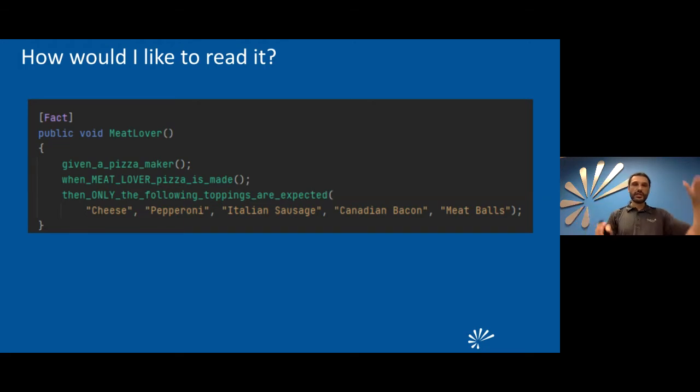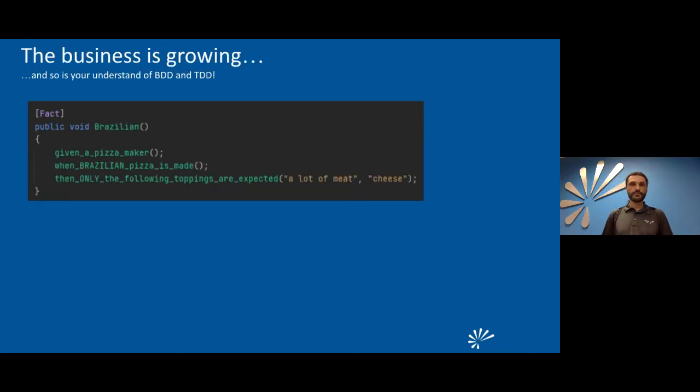Reads like English. It has some weird characters, you know, the curly braces and the parentheses and stuff like that. But still, I only see English when I arrive at the test. Much easier, right? Now, the business is growing and somebody says, oh, now our pizza place is going to be making Brazilian pizza.